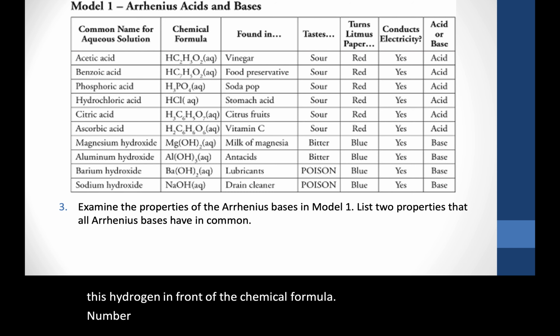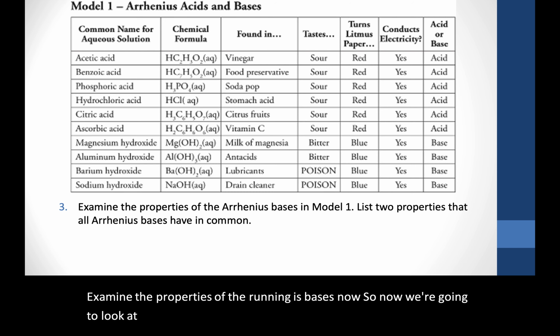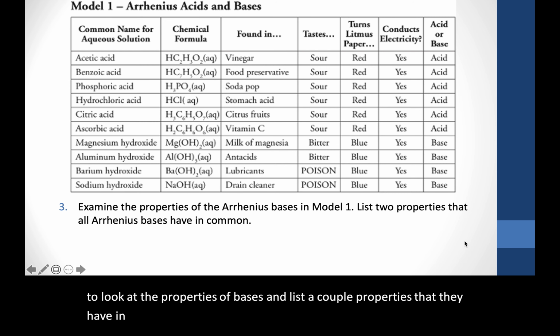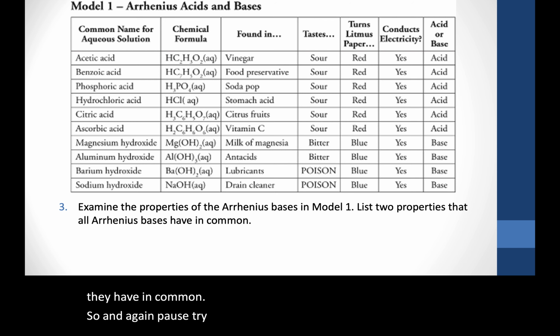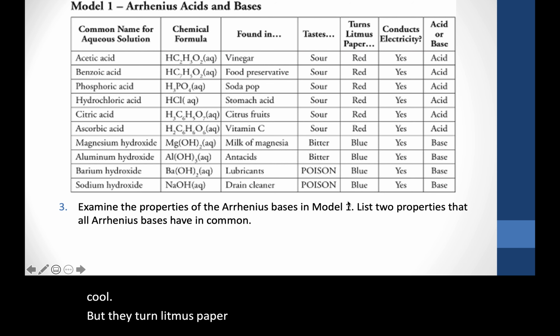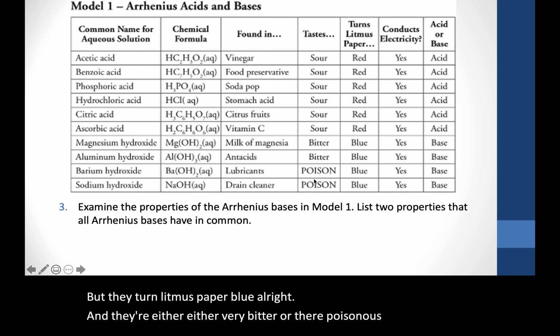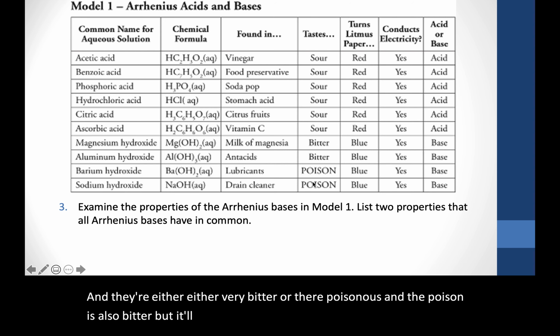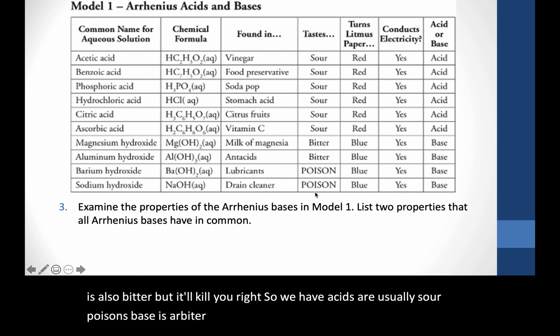Number 3. Examine the properties of Arrhenius bases now. So now we're going to look at the properties of bases and list a couple properties that they have in common. And again, pause, try it yourself. If we look at our bases here, we have 4 bases down at the bottom. All the bases conduct electricity. They turn litmus paper blue, and they're either very bitter or they're poisonous. The poison is also bitter, but it'll kill you. So acids are usually sour, bases are bitter and can be very poisonous.